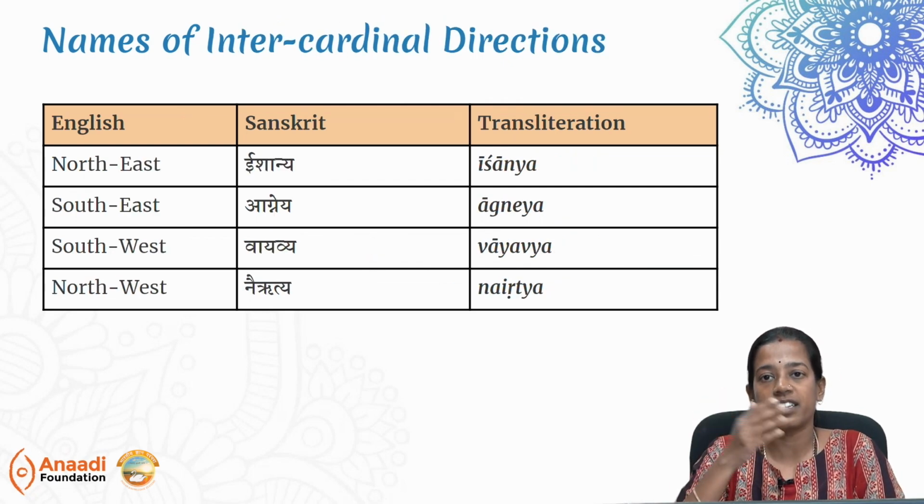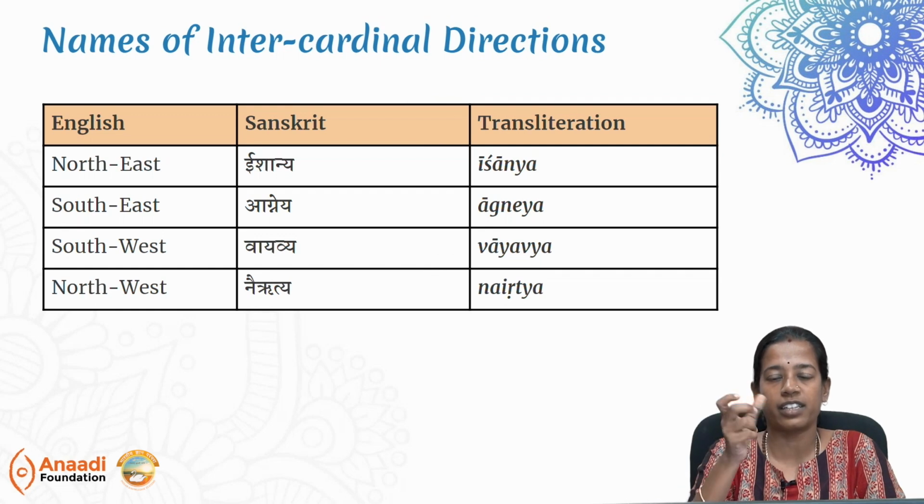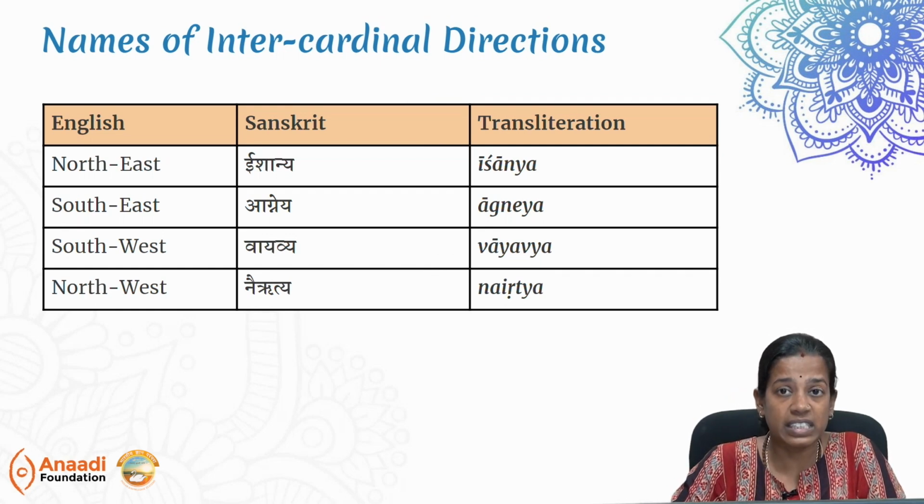The intercardinal directions, which are between the two cardinal directions, also have specific names. Northeast is called Ishanya. Southeast is called Agneya. Southwest is called Vayavya. Northwest is called Naitritya.